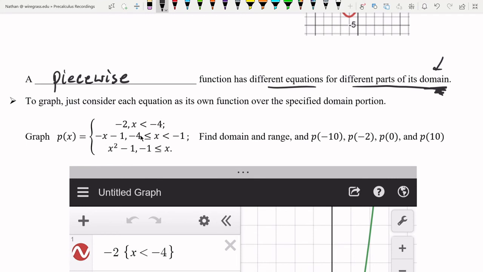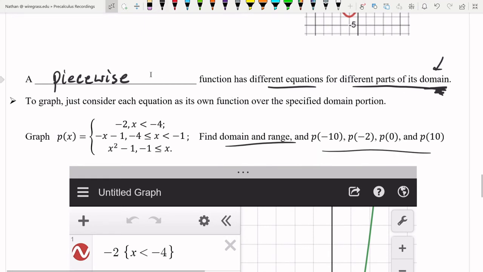If x is between -4 and -1, equal to -4, we're going to use this function. And finally, this one for when x is greater than or equal to -1. And we're asking what's the domain, the range, and then what are all these values.